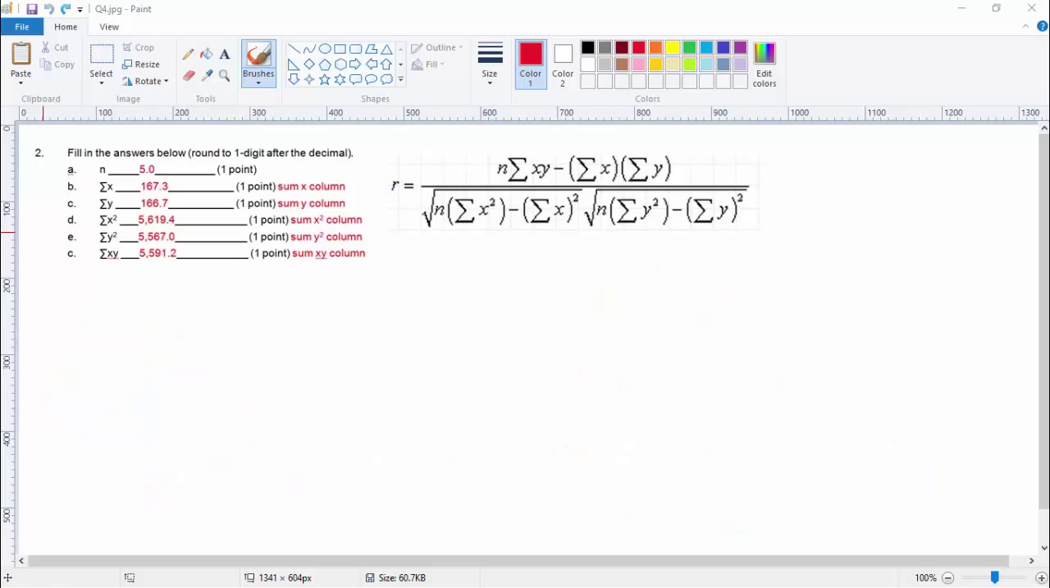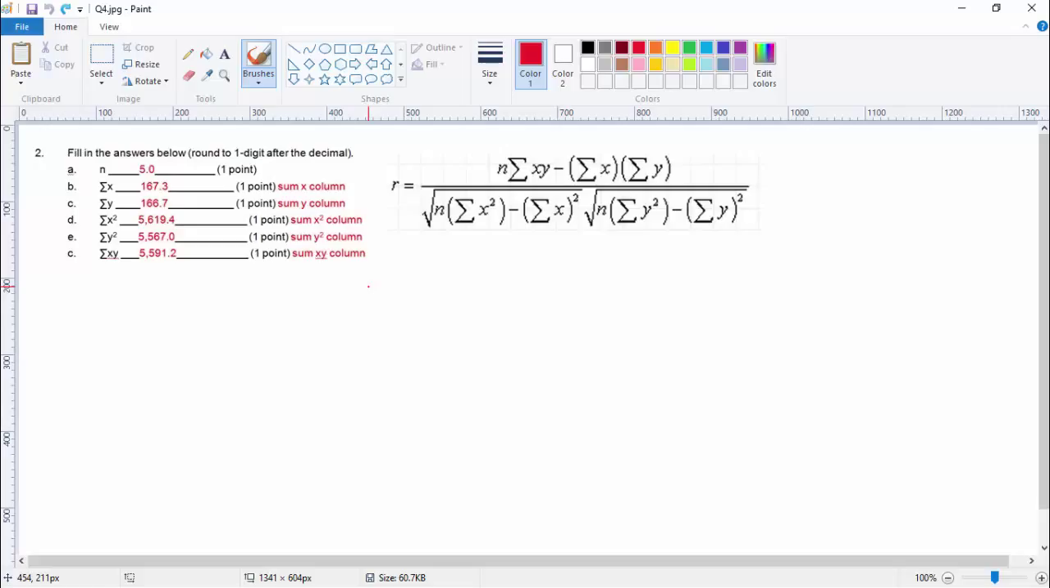Now we're actually going to get down to calculating R. On the left side, you'll see this is the answer to question 2, but it's just the column totals, except for N at the top, which is the count of 5. That's why we made that table in the beginning part of this quiz prep, so we can get these totals. Now we have these totals so we can calculate R, which is on the right side.